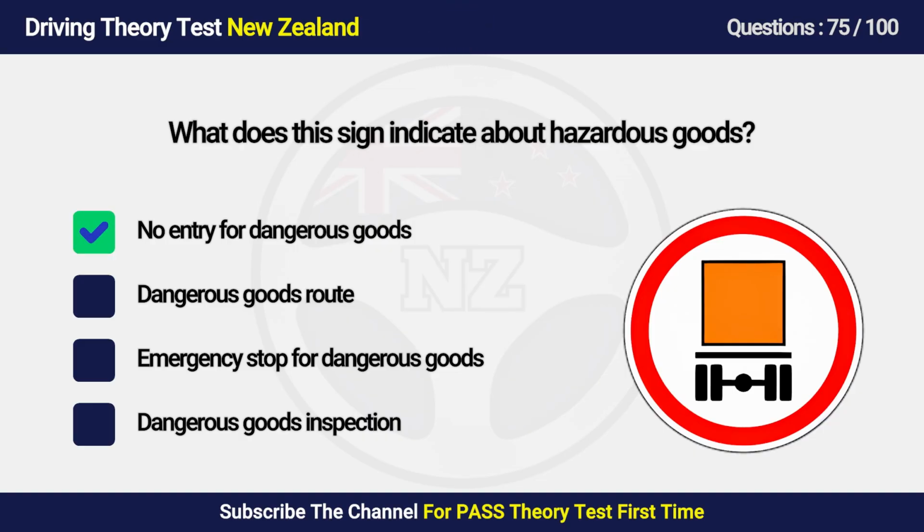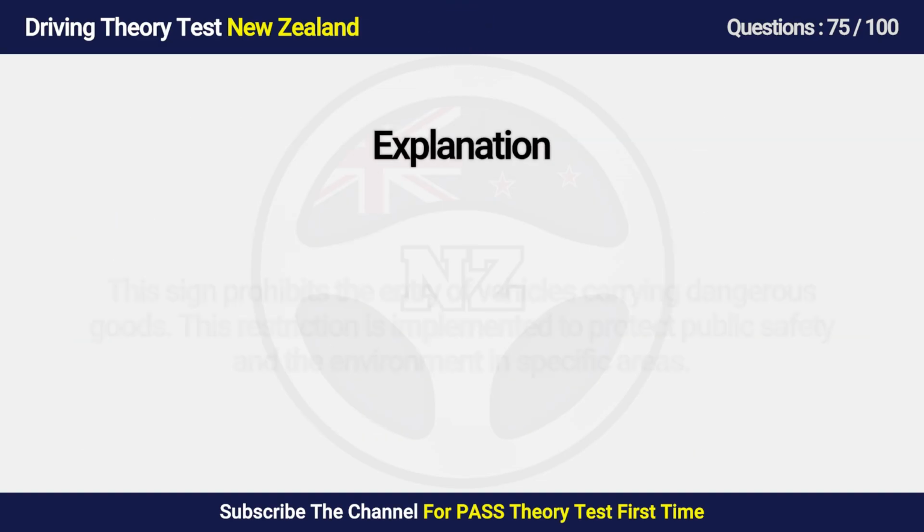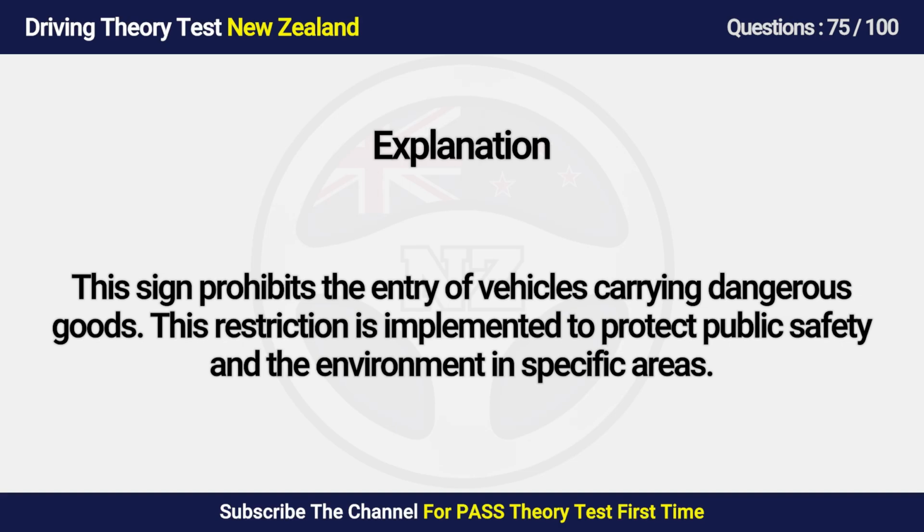Answer is A. No entry for dangerous goods. This sign prohibits the entry of vehicles carrying dangerous goods. This restriction is implemented to protect public safety and the environment in specific areas.